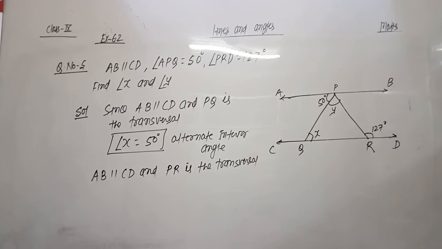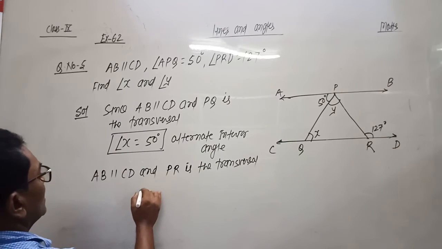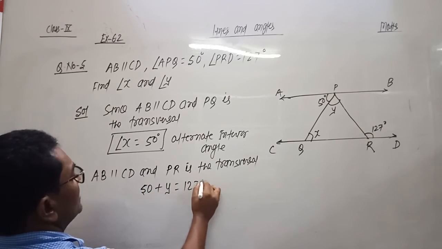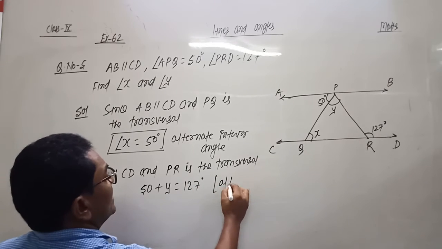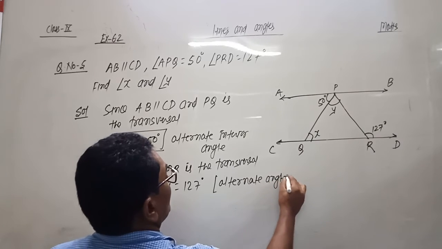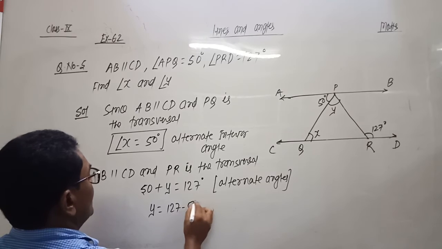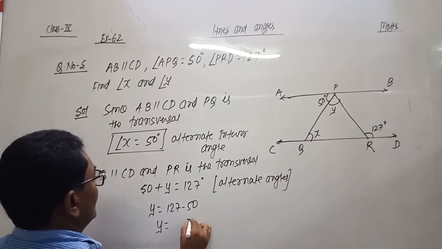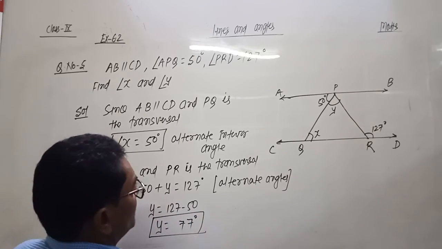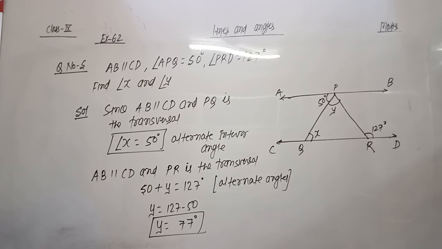127 degrees, alternate interior angles. 50 plus y equals 127, alternate angles. And we calculate the value of y: 127 minus 50, and that is 77 degrees. So the value of y is 77 degrees and the value of x is 50 degrees.